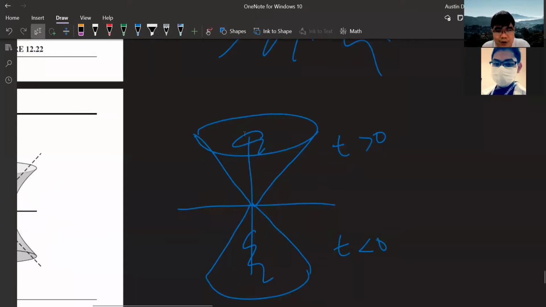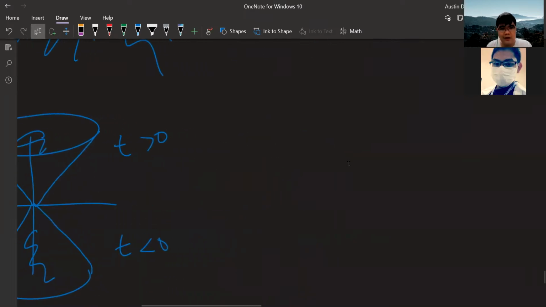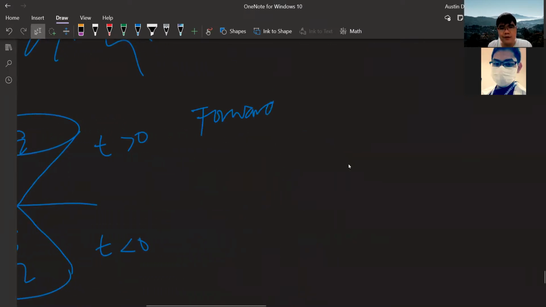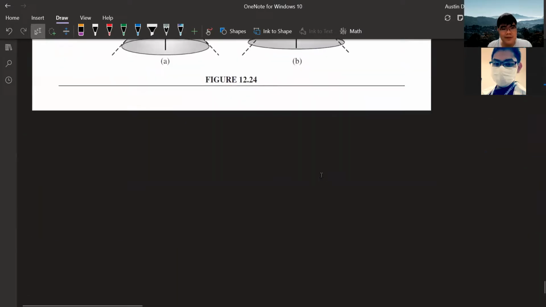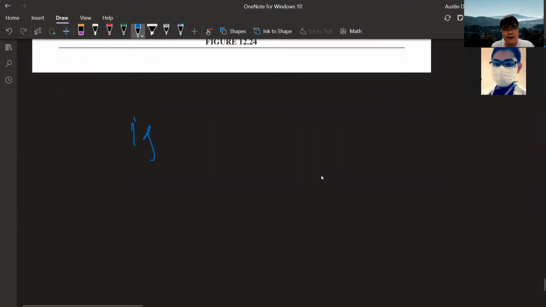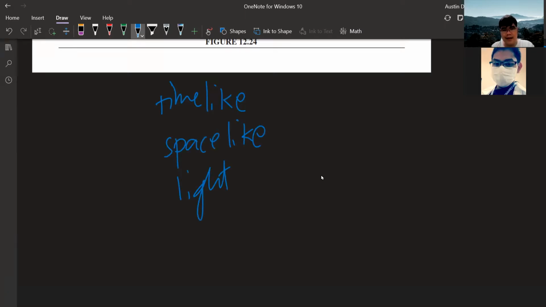Ito ay yung mga nasa future mo ay tinatawag na forward light cone. And then, sa baba, backward light cone. Okay? So, ano ba ibig sabihin ng light-like? Time-like pala muna. Time-like, space-like, and light-like events. Okay? Events.